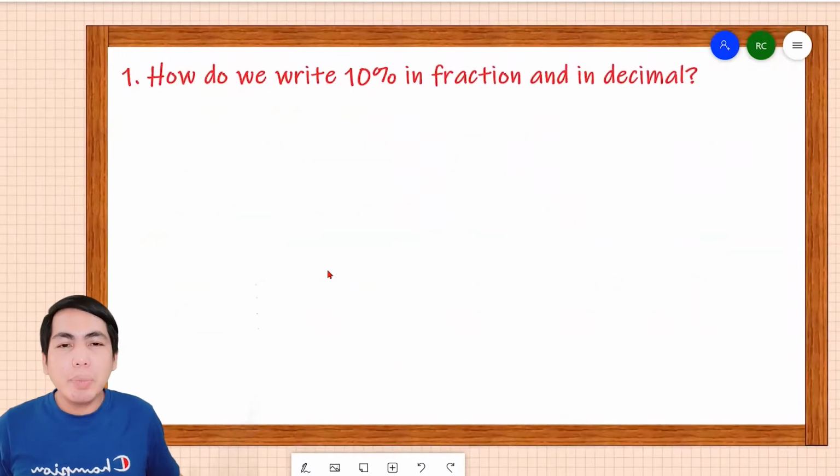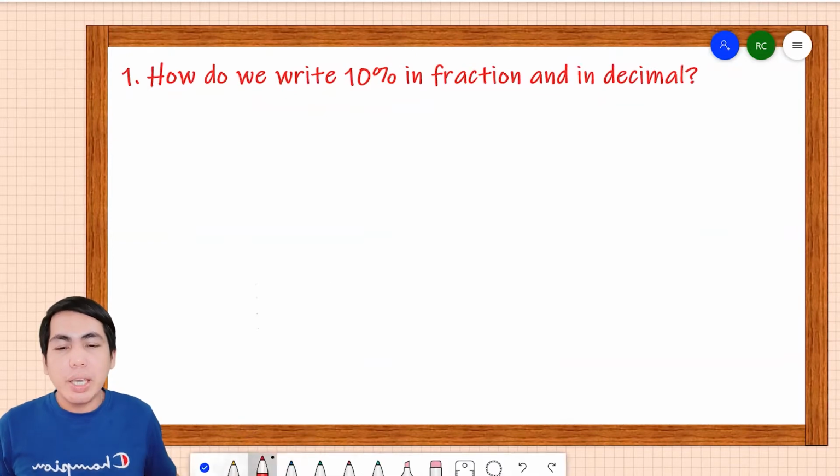So we have here example number 1. How do we write 10% in fraction and in decimal? In this case, we are going to write the equivalent of 10% in fraction and in decimal. We know that percent is for every 100. So when we have 10%, that is equivalent to 10 out of 100, or 10 over 100.